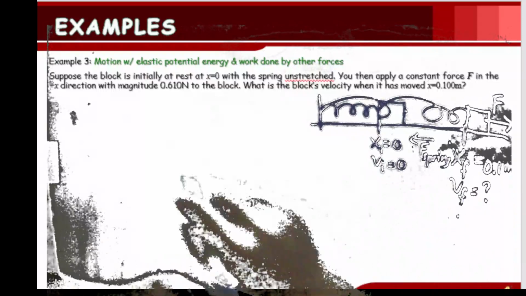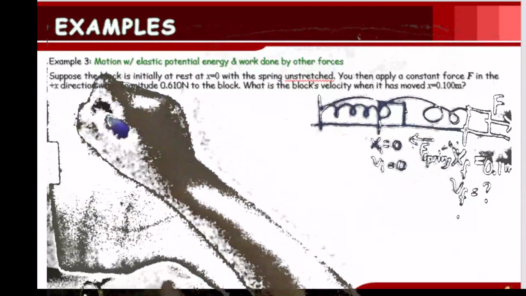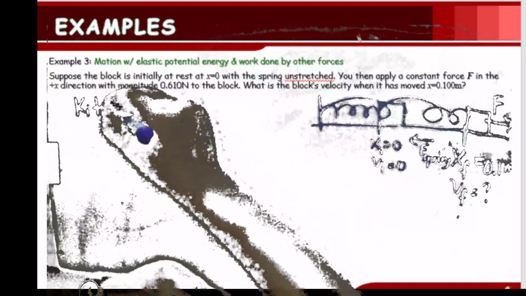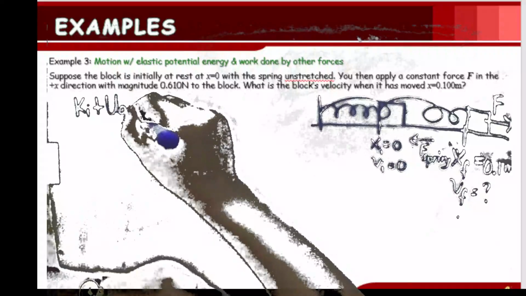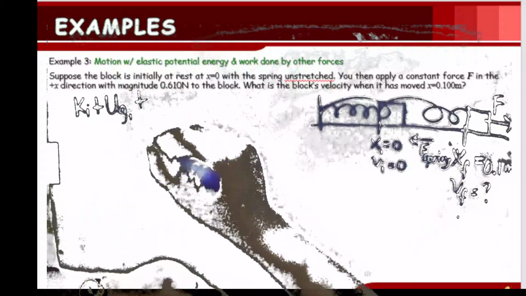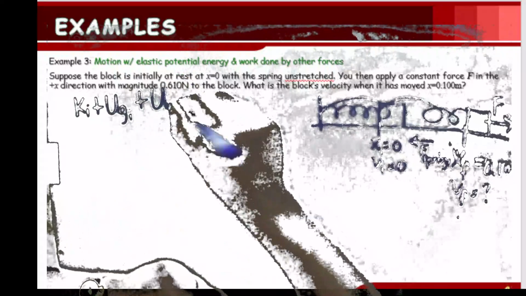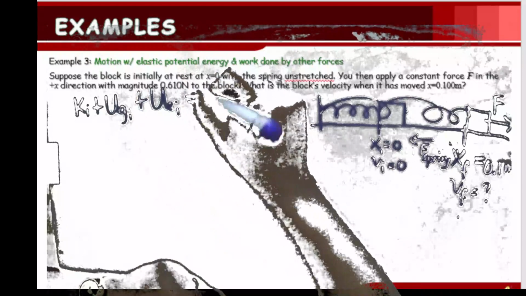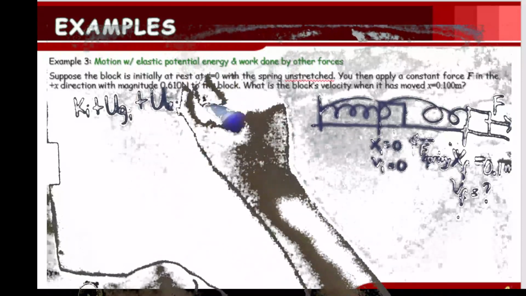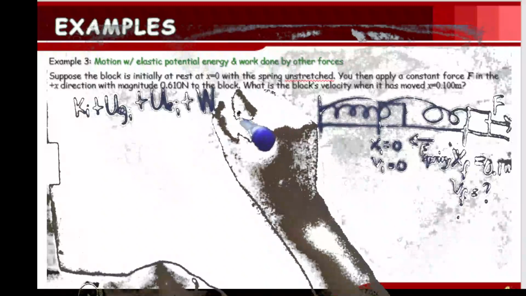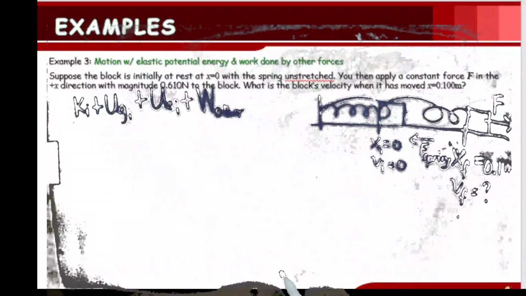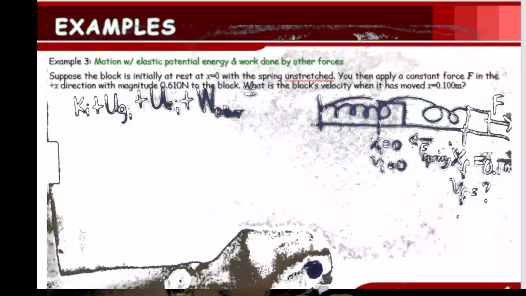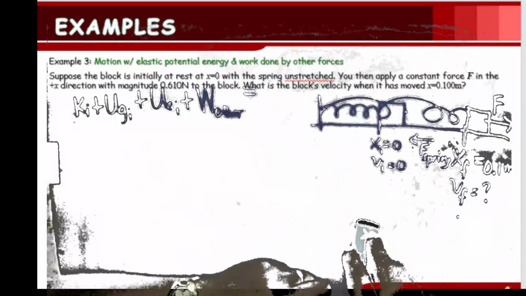And we will be using the second equation. We have K initial plus U grav initial plus the elastic potential energy initial. This is equivalent to, plus work done by the other force. So this is equal to, let me erase this.